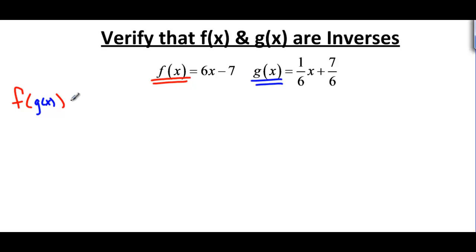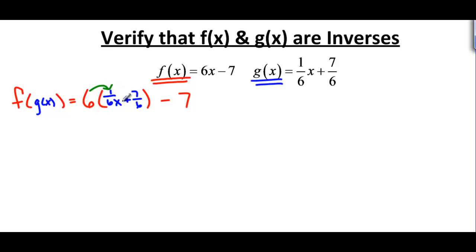So what I'm going to do is I'm just going to look at my f function, 6 times x minus 7. Well, anywhere I see an x that was normally inside my parentheses, I'm going to input whatever was in the parentheses. So I'm going to input my g of x, which is 1/6 x plus 7/6. And now I'm just going to go through and do the algebra.